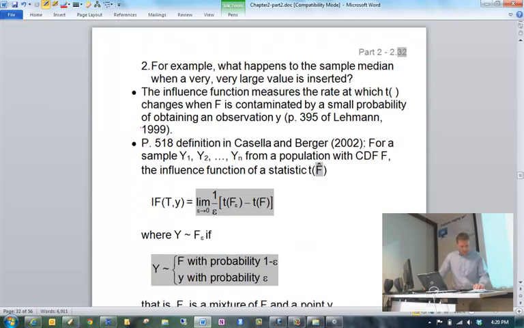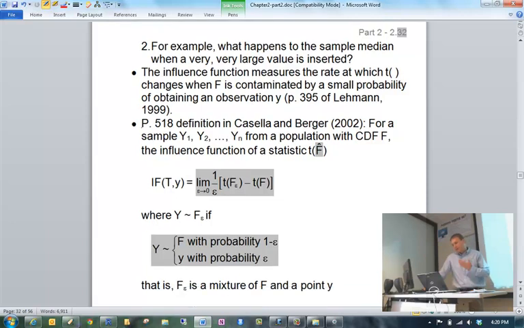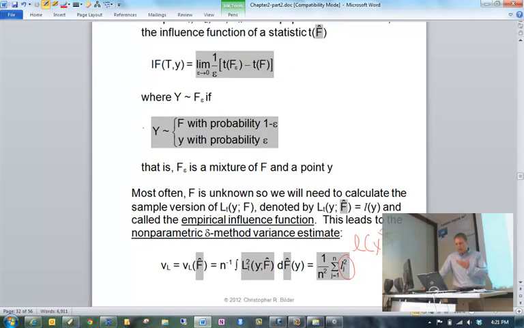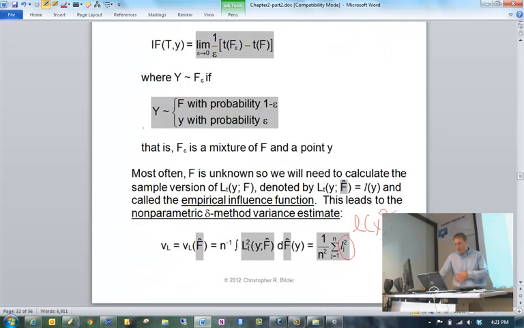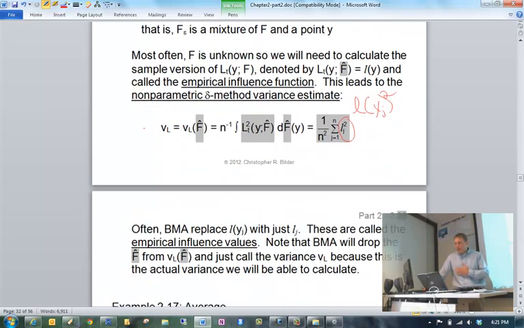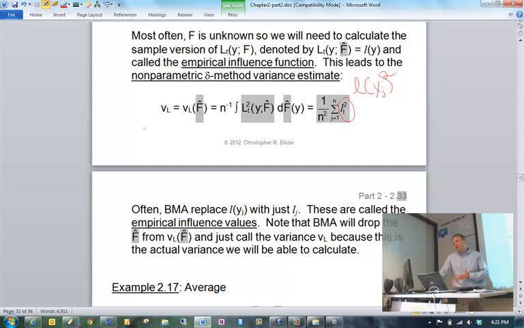So on page 32, I give you just some more additional information to help you understand it. Even Casella and Berger talk about the influence function. But this is where we really want to use this influence function. And again, we want to use it to come up with a variance. First of all, though, we need to talk about what's called the empirical influence function. So this influence function I defined is dependent upon F.